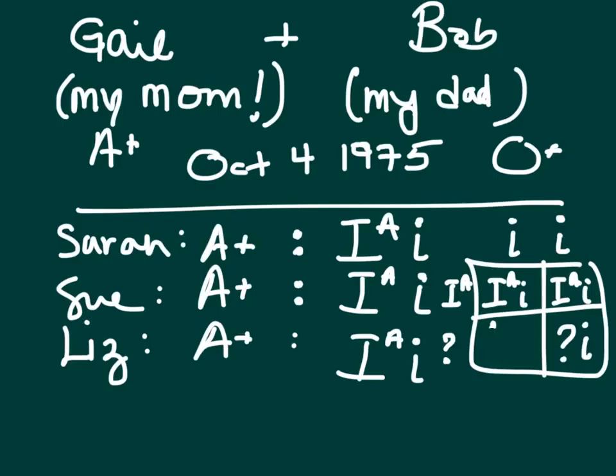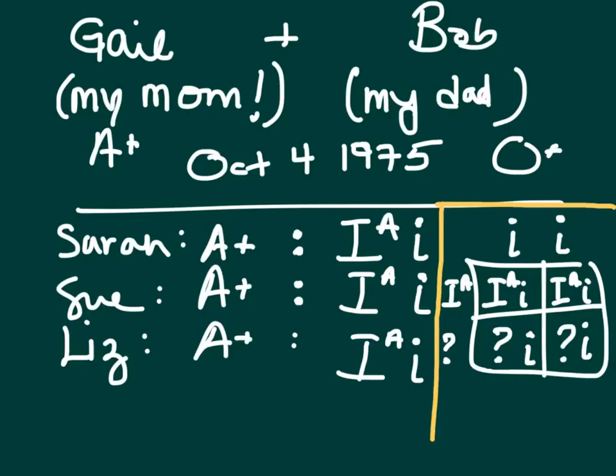Now we have to write a question mark for my mom's other allele. Though there are 3 of us, and the 3 of us all have the same blood type, and we know what our genotypes are, we cannot guarantee for sure without looking at my grandparents what my mother's second allele is.